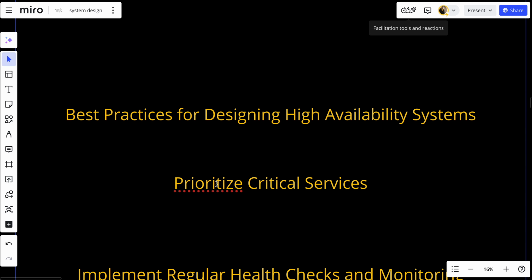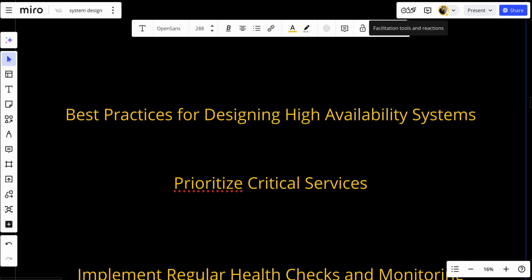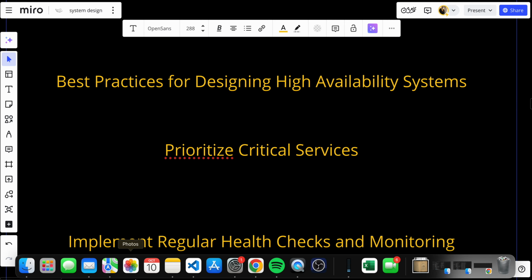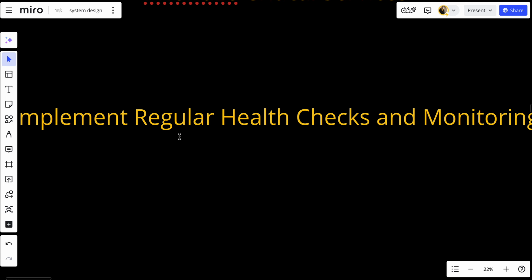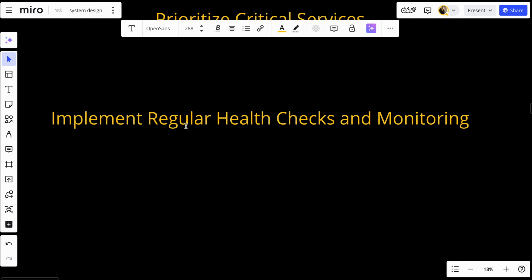Okay, let's talk about best practices of designing high availability systems. First, prioritize critical services. Ensure that the most critical parts of your system get priority when designing for high availability. Not every service requires the same level of redundancy. Number two, implement regular health checks and monitoring. Health checks and real-time monitoring are crucial. Tools like Datadog and New Relic help monitor system health and detect issues early before they impact users.